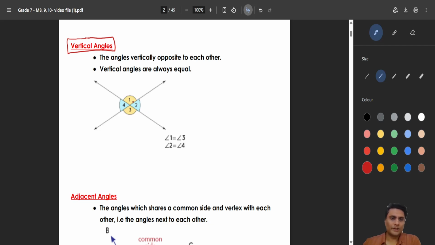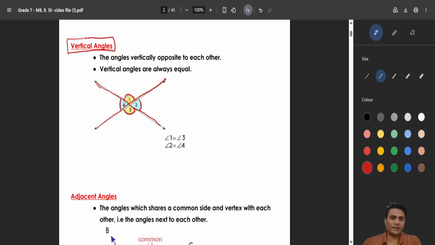Now, you can see we have two lines here. This is line number 1 here, and this is line number 2 here. Now we are making four angles here. Angle 1 you can see here, angle 2 here, angle 3 here, angle 4 here. Correct? Now vertical angles means opposite angles.